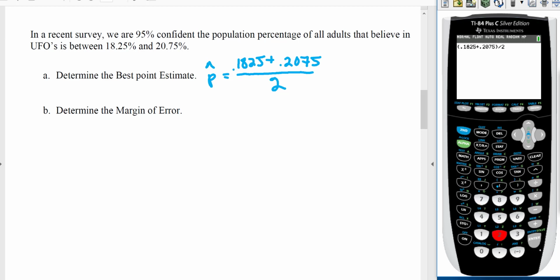So to find the best point estimate, remember that's the middle value, so we take the average, and that's going to be 0.195, or we can say that is approximately 19.5%.